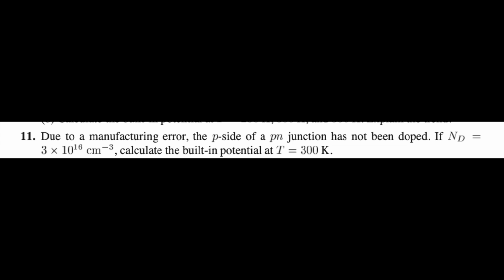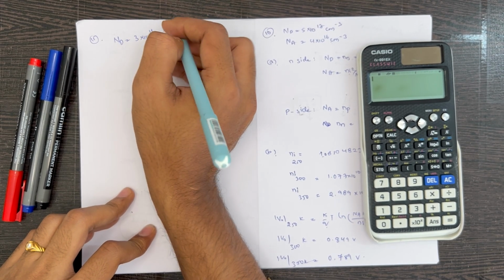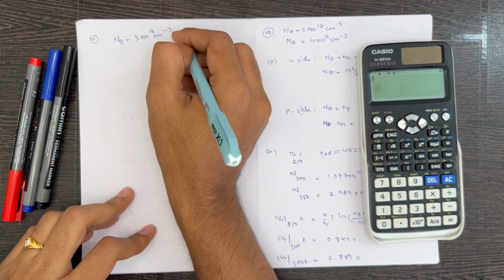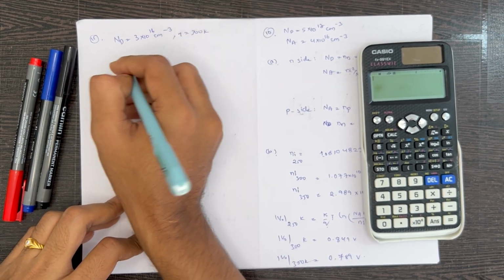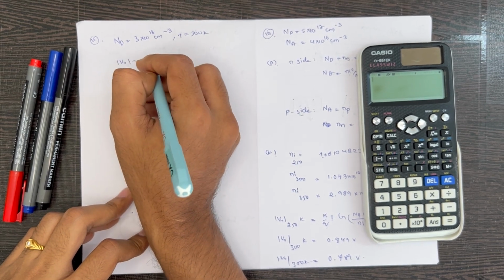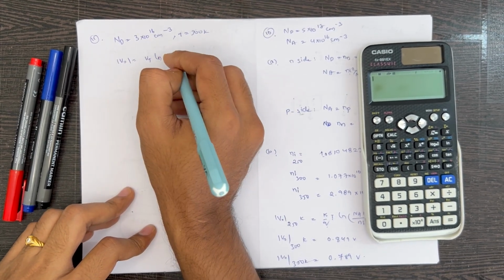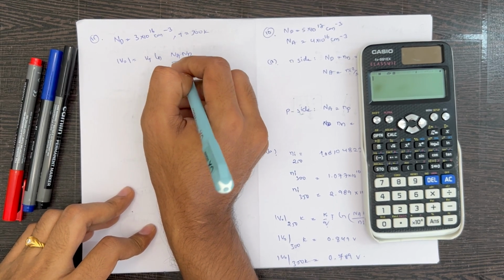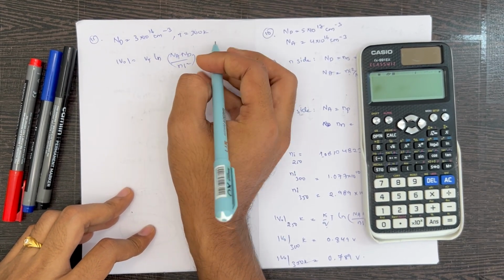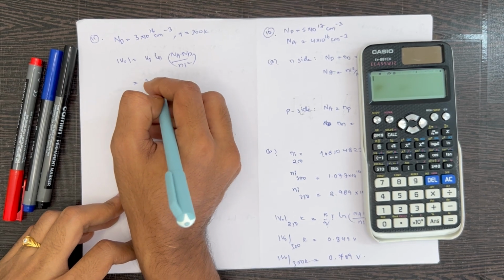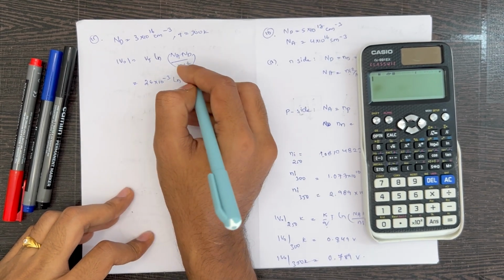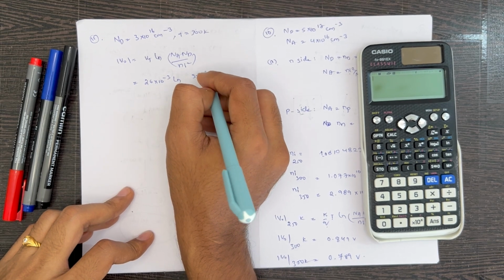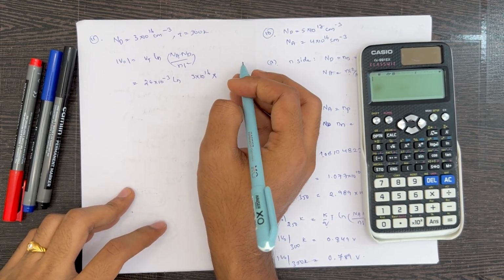So they say that due to a manufacturing error, the P side of a PN junction has not been doped. If Nd equals 3 into 10 power 16 per centimeter cube, we need to calculate the built-in potential at T equals 300. Built-in potential V naught will be VT ln Na Nd by Ni square. So VT will be 26 into 10 power minus 3 ln Nd, which is 3 into 10 power 16.